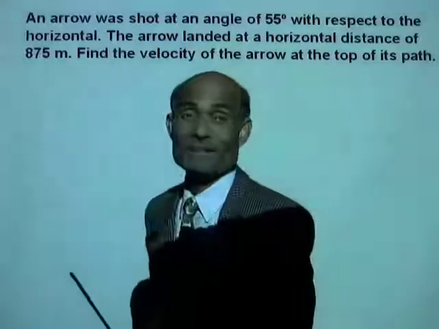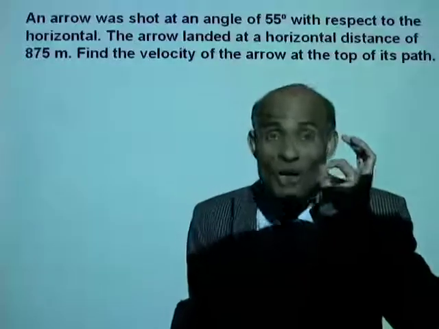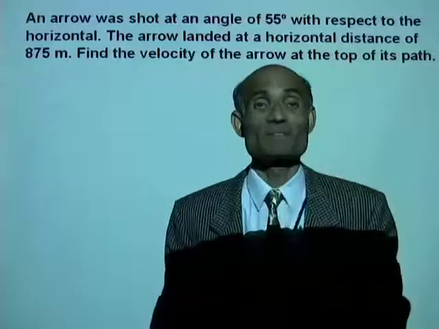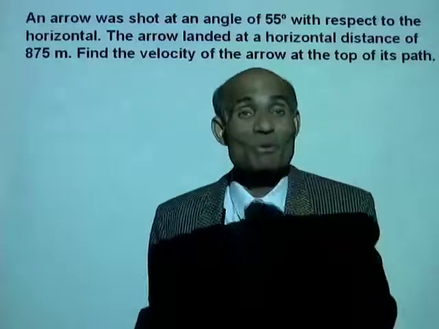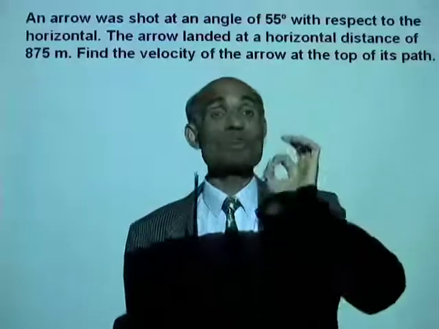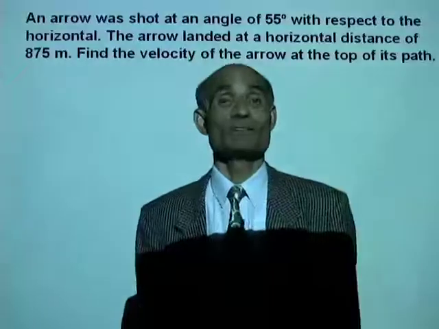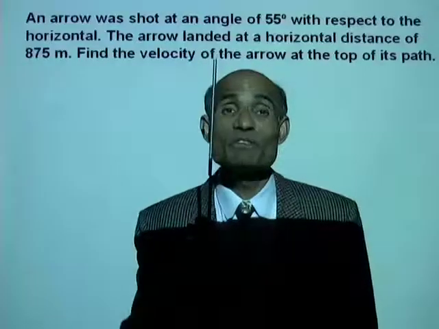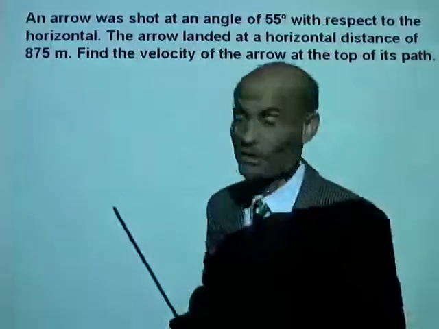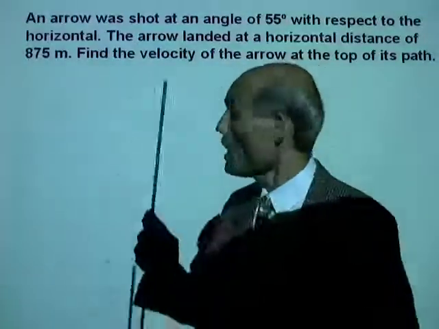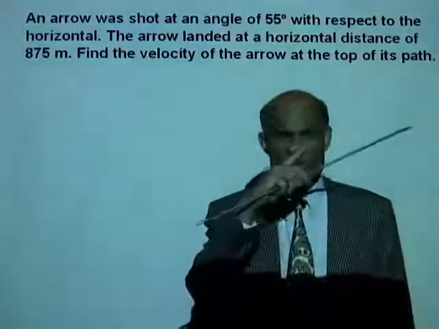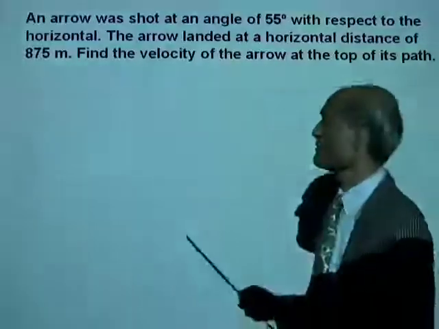Well, the velocity at the top has only one component. What is that component? The horizontal velocity, because at the top of the path the vertical velocity will be 0. The only velocity at the top of the path will be the horizontal component of the velocity. Well, we don't know the velocity of projection, so it is not very easy. So let's find that first.